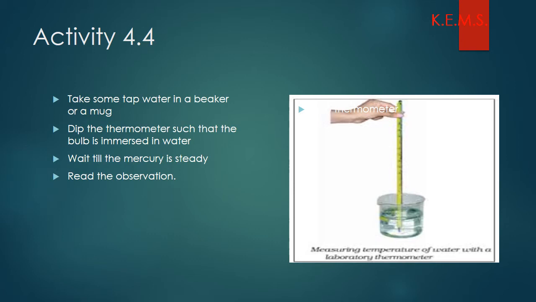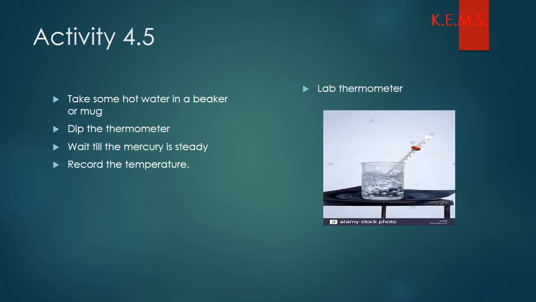So this is what you have to do. You have to take some water, dip the thermometer and wait till the mercury is steady. Then you read the observation. This is the way for measuring in case of the lab thermometers.